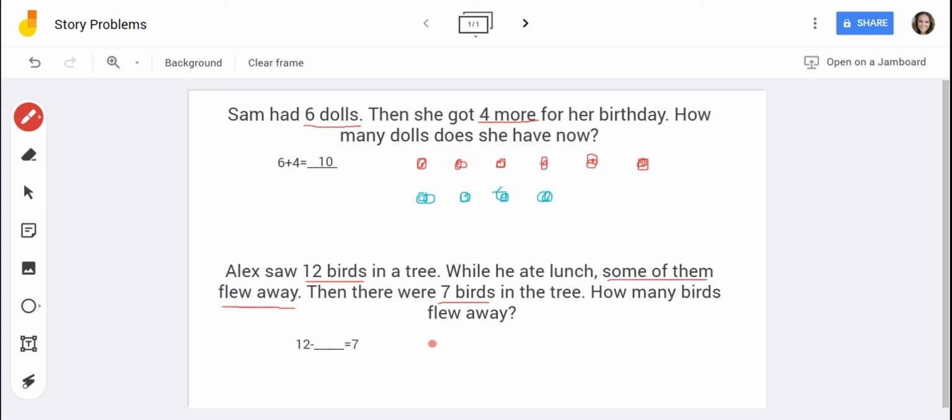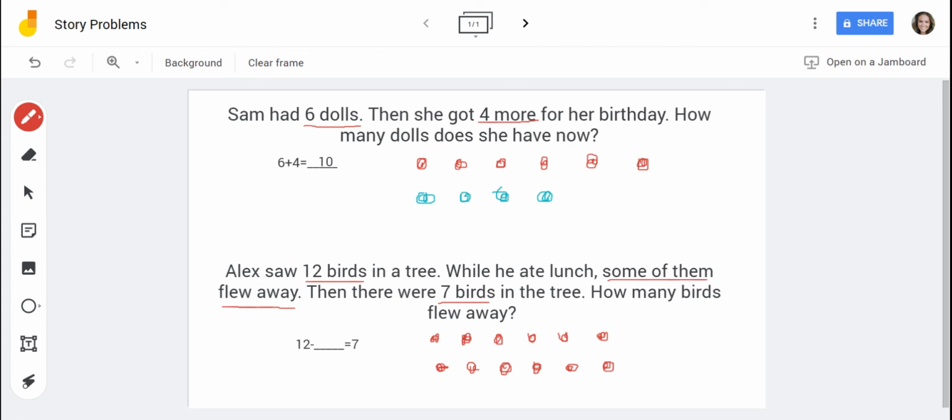So I'm going to draw the 12 birds. I'm just going to use dots again. 1, 2, 3, 4, 5, 6, 7, 8, 9, 10, 11, 12. Oh, look at that, 6 and 6. Looks like a double stack to me. All right, so there are our 12 birds that we started with. Then some of them flew away. Now there's only 7 birds left in the tree.